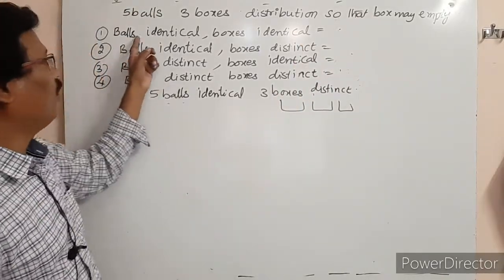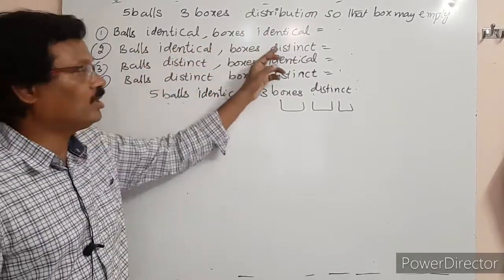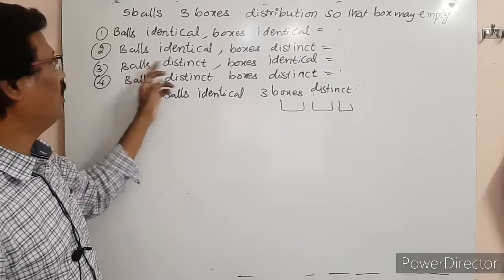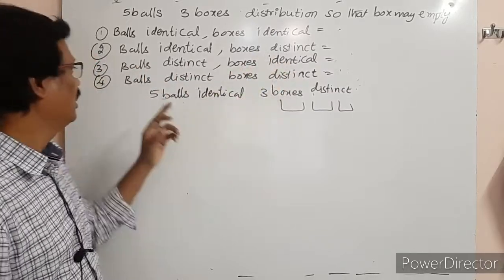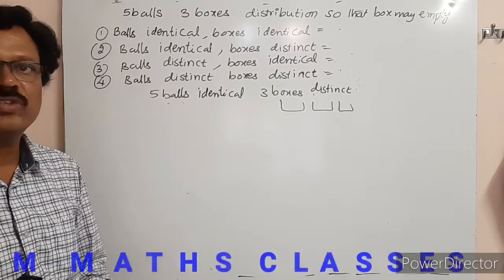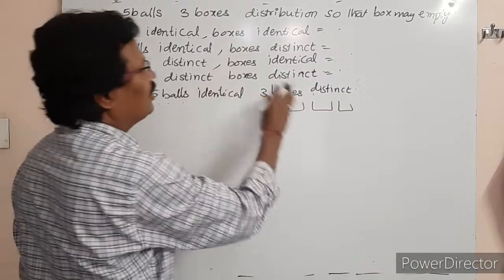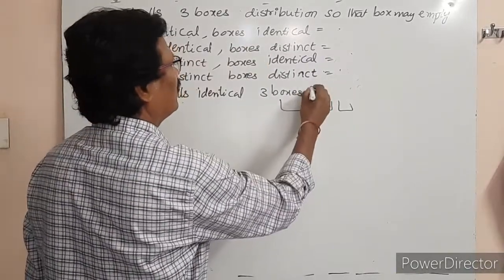First one, balls identical, boxes identical. Balls identical, boxes distinct. Balls distinct, boxes identical. Balls distinct, boxes distinct. Four types of problems will be there. First one, balls identical and boxes also identical.